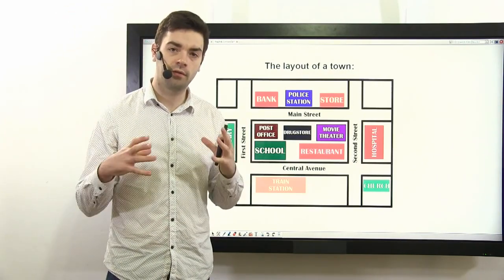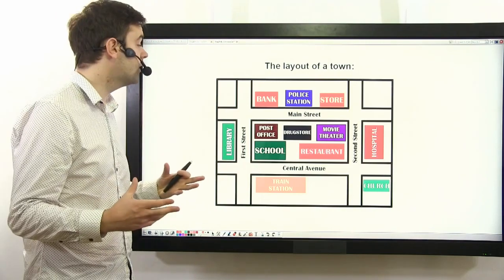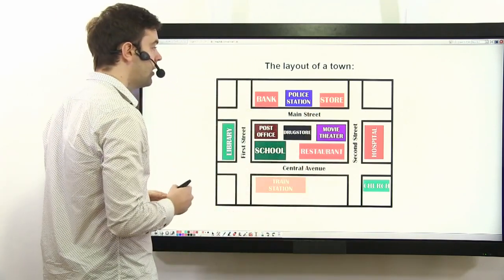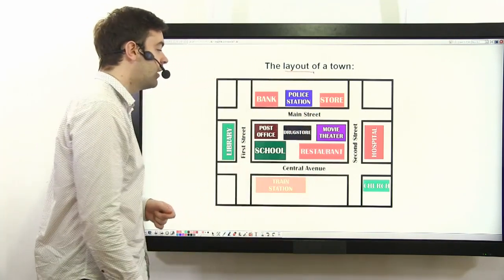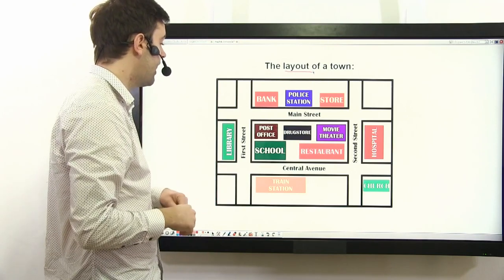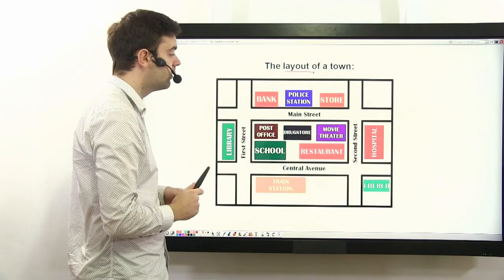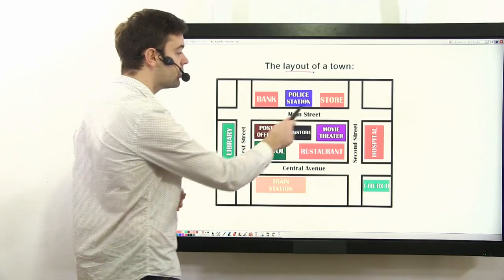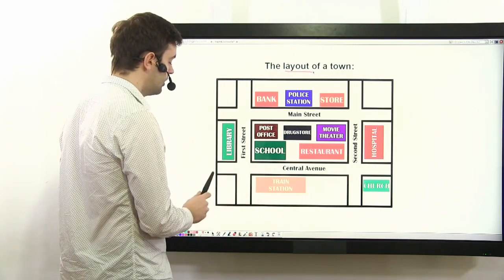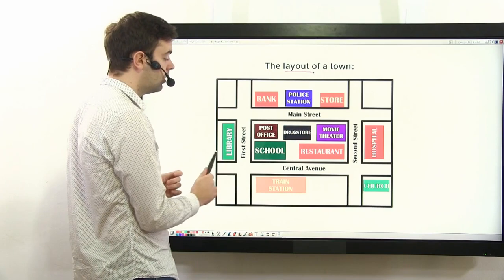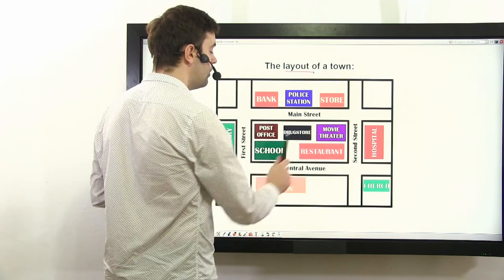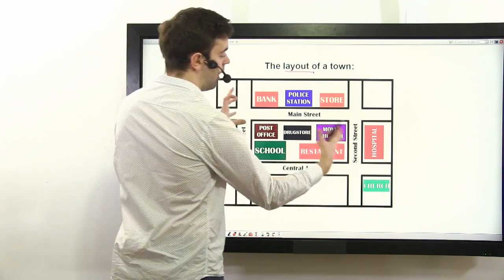As a town is relatively small, well, it's smaller than a city, the amenities and buildings should be quite close to each other. So here we have the layout of a town. This is from above. Here in this town, we have a bank, a police station, a store, a hospital, a church, a train station, a library, a school, a post office, a drugstore, a restaurant, and a movie theatre. And these are all very close to each other.